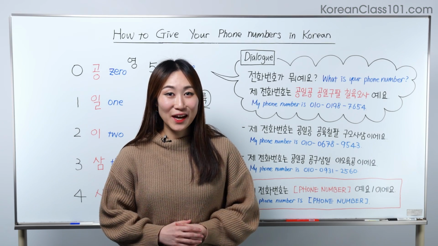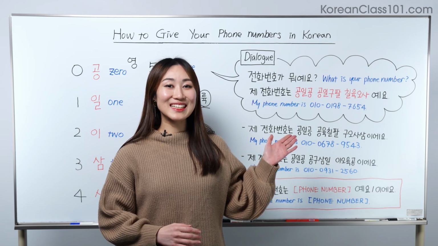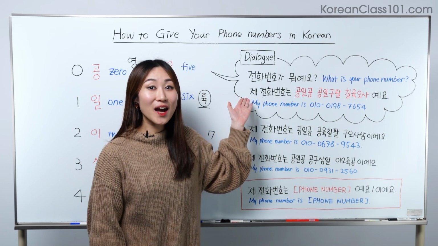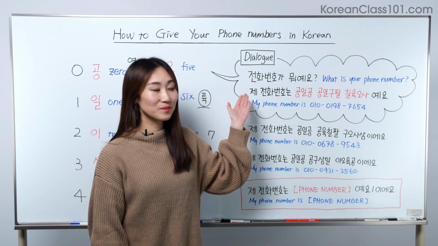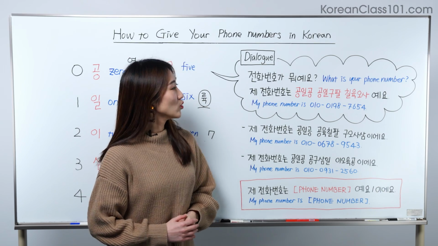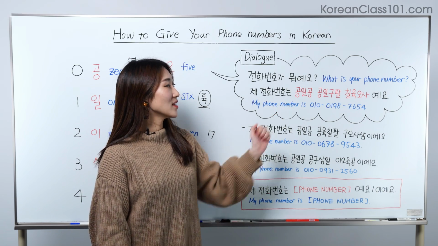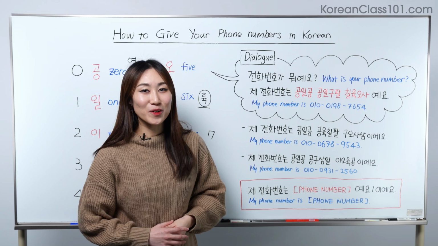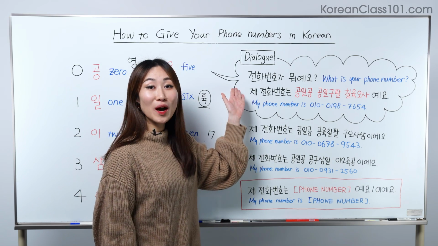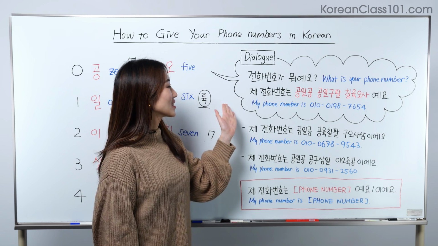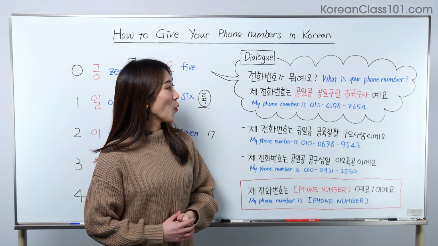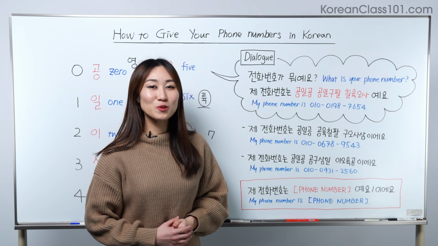Now let's look at the dialogue. Please find the numbers and see how they are used. 전화번호가 뭐예요? 제 전화번호는 010-0198-7654예요. Let's listen one more time. 전화번호가 뭐예요? 제 전화번호는 010-0198-7654예요.